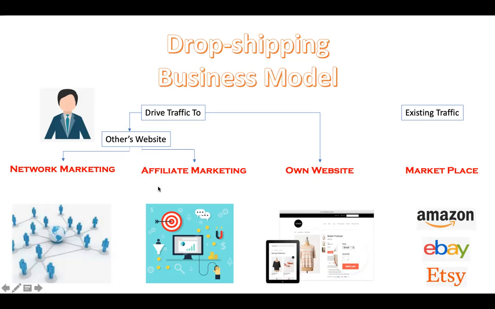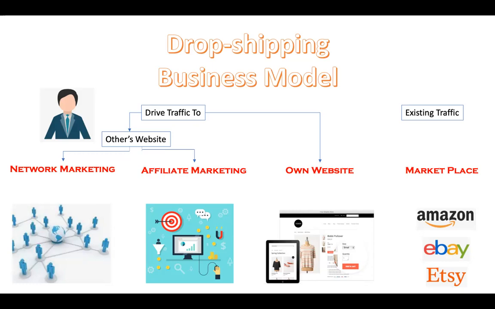And when you are driving the traffic to your own website, and after the customer places the order, the product order is fulfilled by somebody else, that is how dropshipping works on your own website. You can develop your website in Shopify or WooCommerce, or Magento as well. There are many other ways you can develop your own website. So predominantly, network marketing and affiliate marketing use another website, and the other model is your own website, but you have to drive the traffic. That is the essential element here.